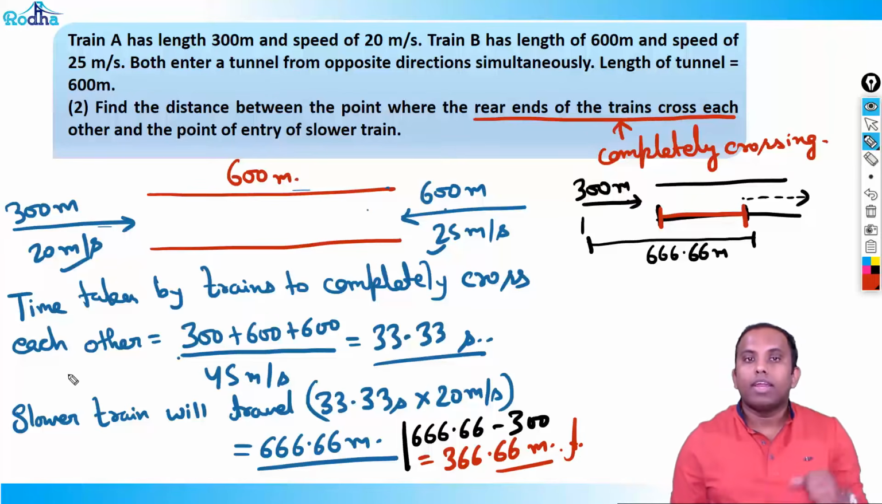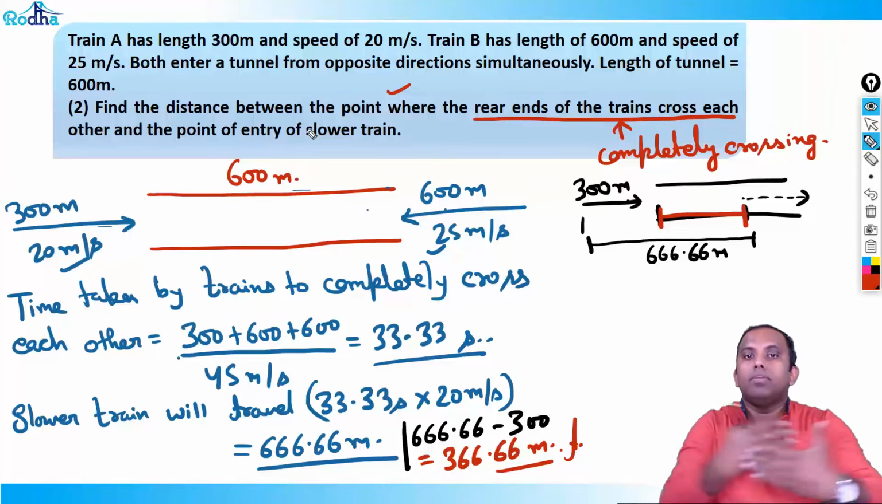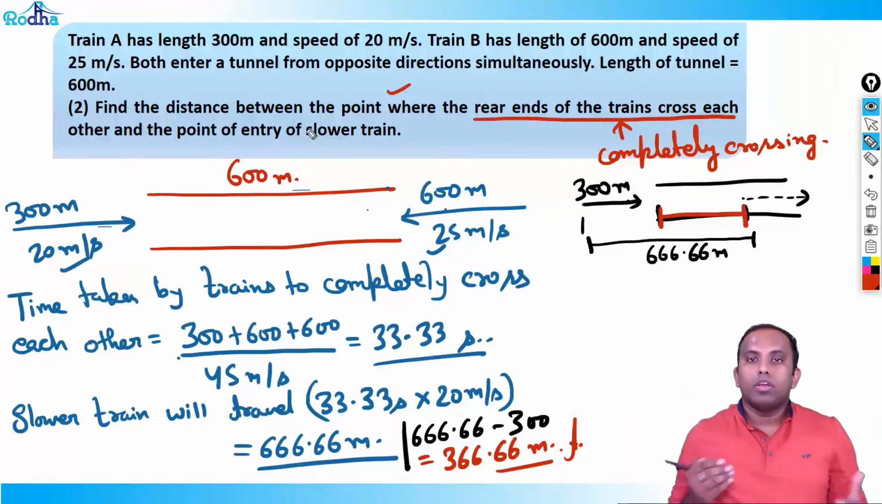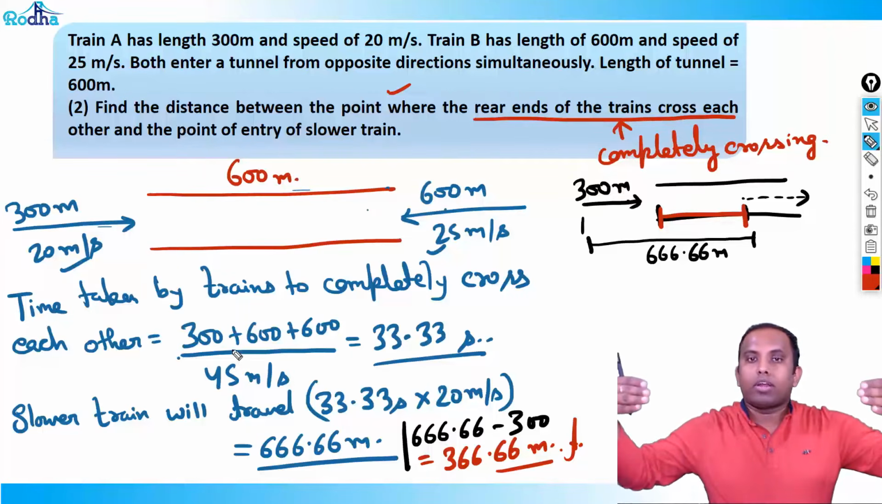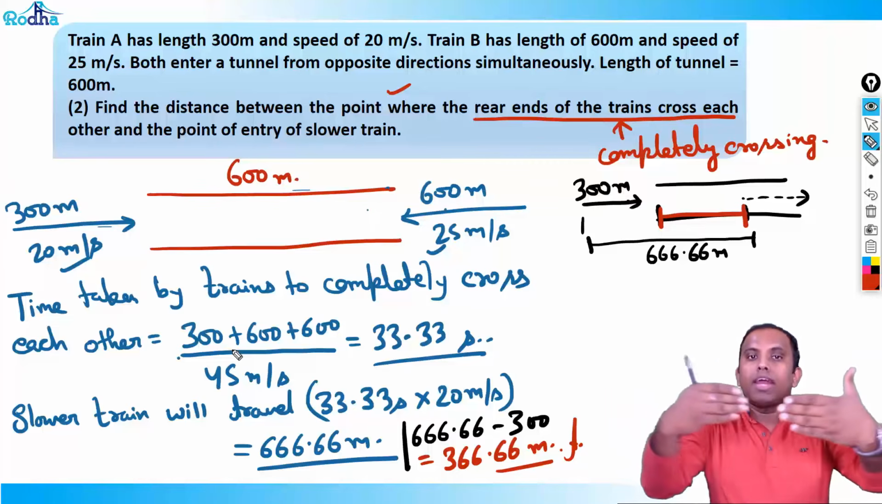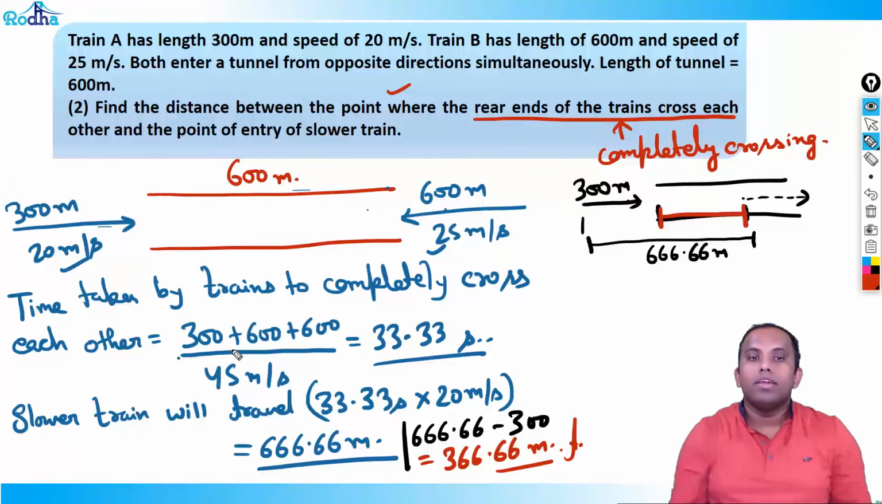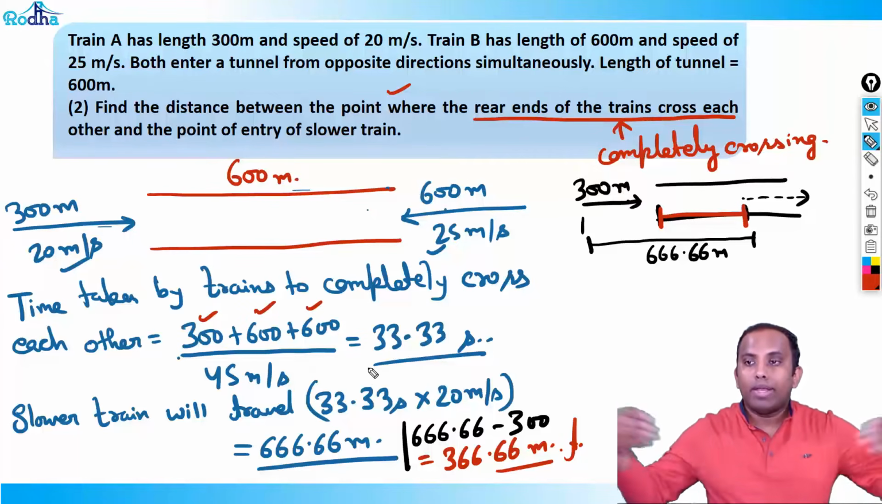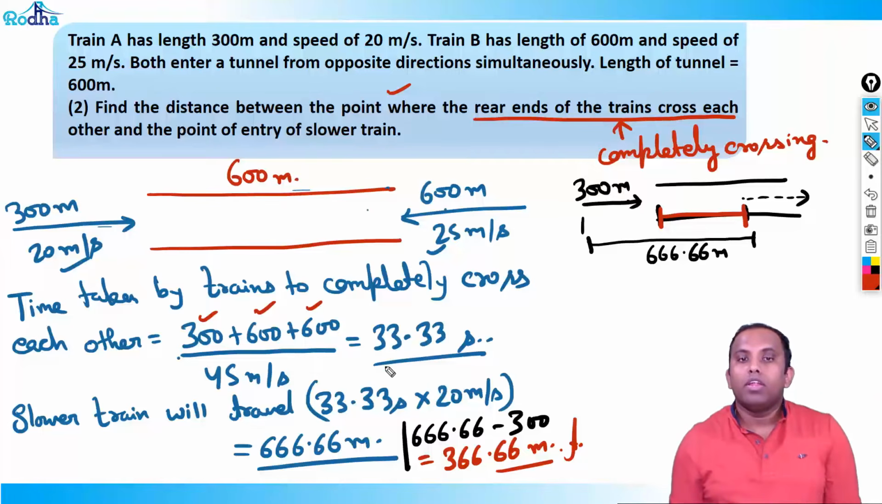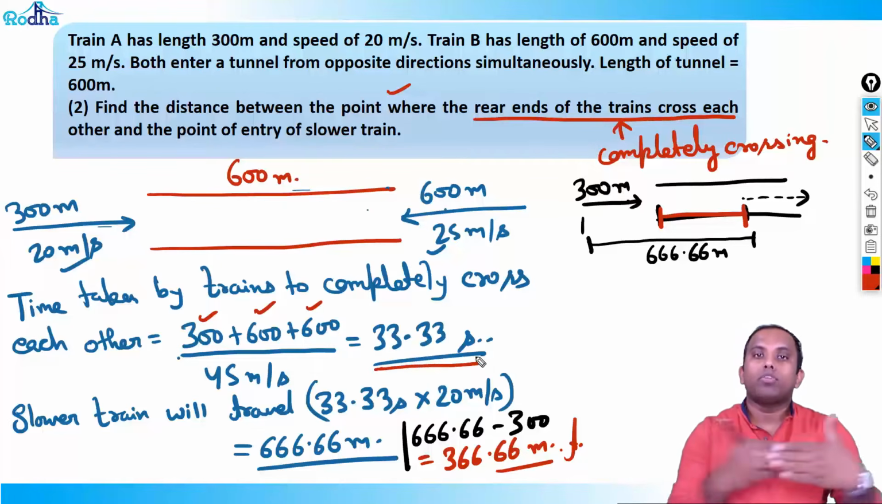Okay, so again I'll explain. Find the distance between the point where the rear ends of the trains cross each other and the point of entry of the slower train, right? When the rear ends cross each other, that means the trains have completely crossed each other. So how much time will it take? Distance by speed. Initially the gap between the two trains is 600. First they fill that gap of 600, then L1 plus L2, that is 600 plus 300 plus 600, upon the relative speed of 20 plus 25, that is 45 meters per second. It will take 33.33 seconds to completely cross each other.